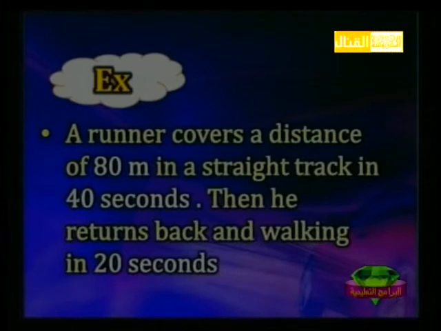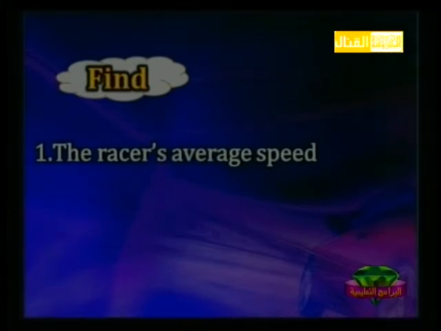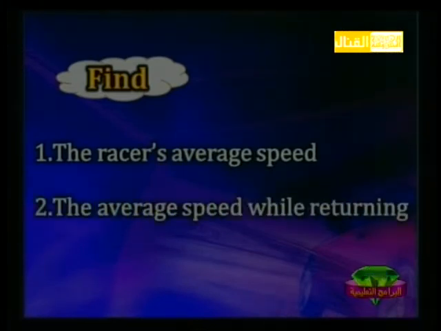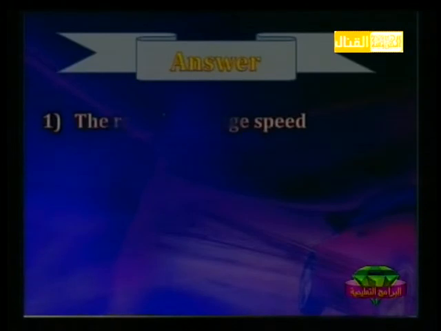What do you want from this question? You can say, number one, find the racer's average speed. Number two, the average speed while returning. Number three, the racer's average speed during all the trip. To catch this problem, take it step by step. For the first one, the racer's average speed. When I ask where is the answer, yes, it's my answer for the first.